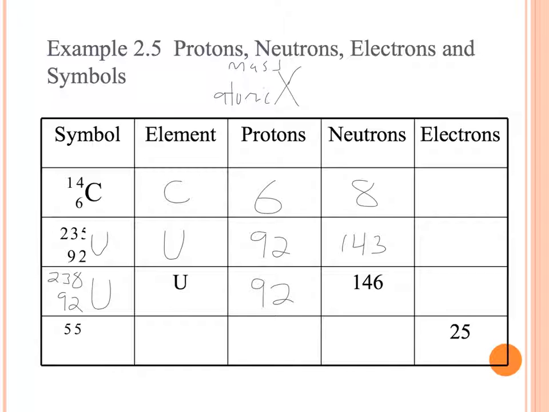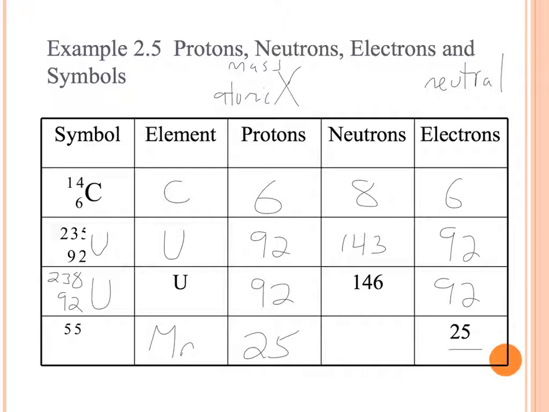Now to get to the electrons, for this particular chart, protons and electrons are going to be equal because they are neutral atoms. They have no charge. The next slide we're going to do some with ions that aren't like that. But if I have 6 protons, 6 electrons, 92 and 92. Since we know this is a neutral atom, if I have 25 electrons here, 25 protons, which gives me the element Mn.